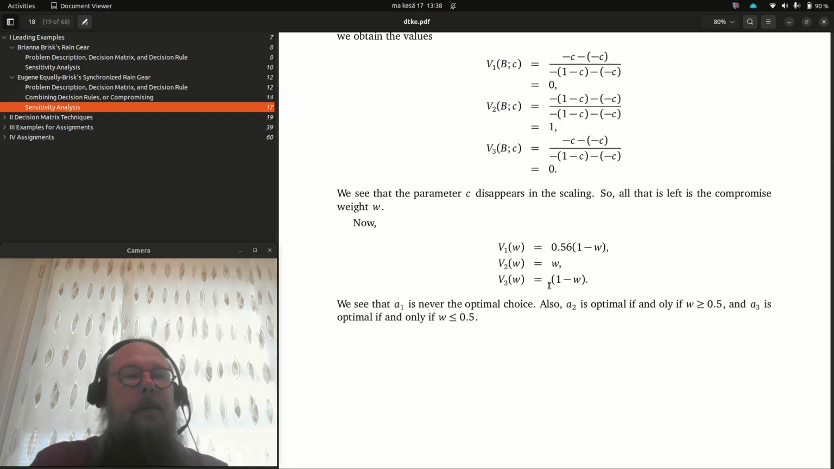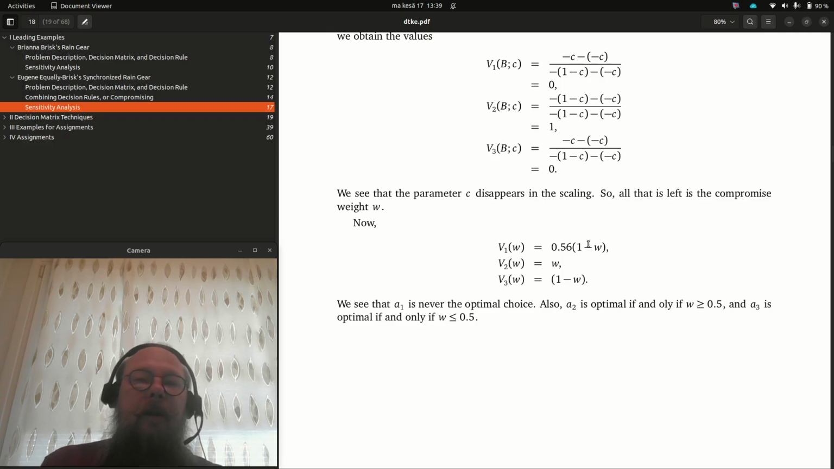So this turned out to be simple, and now Eugene and Brianna know what gear to choose depending on how they give weight to each other's decisions. And again, if W is 1/2, then V2 and V3 are the same, so then they just flip a coin which one they use.